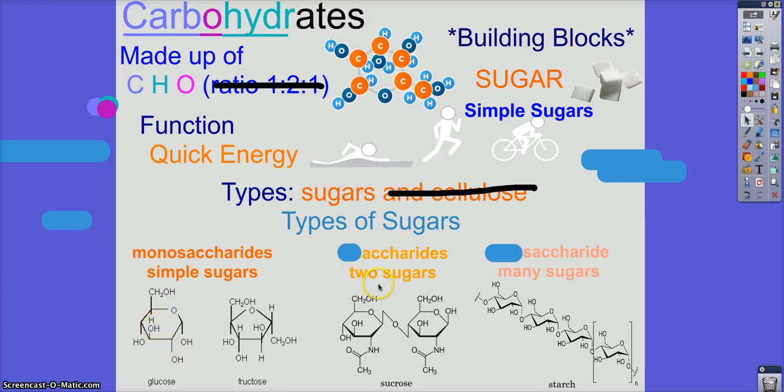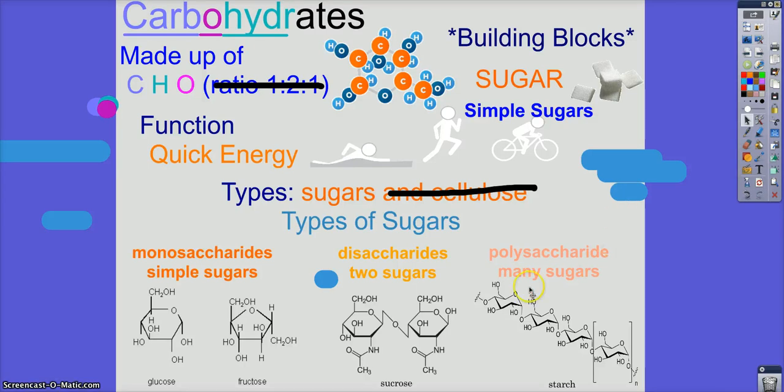If you're 2 sugars, what are you? Bi. There's another 2. It's not bi. Bio? Nope. It's di. So di also means 2. Disaccharides. If you're more than 2, they call you many sugars. What are you? Poly. Good job. So tri would be 3, but poly is 3 or more.